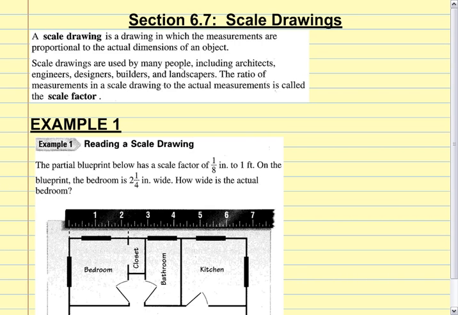Okay, folks, scale drawings. This is it. We're wrapping up this chapter. This is the last thing in this chapter. We're actually going to do a scale drawing next Wednesday of our classroom, but we'll talk about that in a bit.